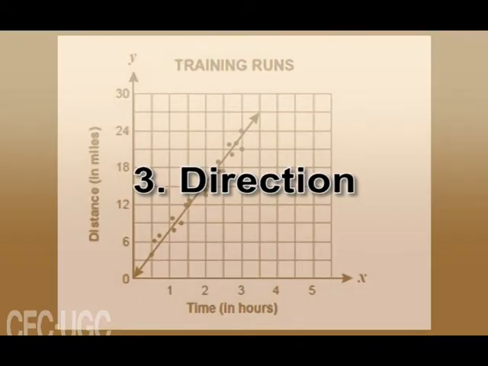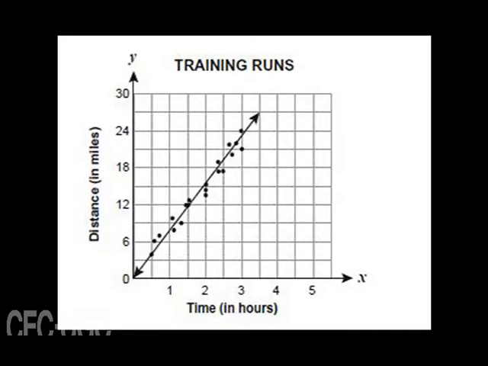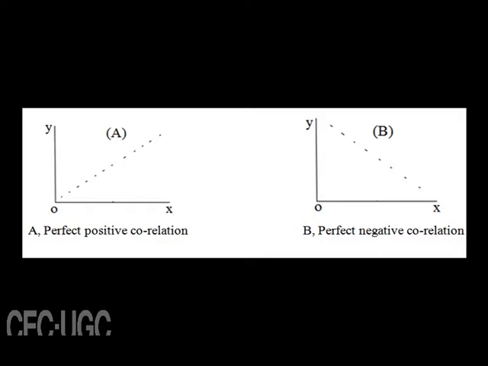The third parameter is direction. The x variable can have a positive or a negative impact on the y variable. In a negative correlation, as one factor goes up, the other goes down. In a positive correlation, both factors will move in the same direction. The graph displayed in the scene shows the positive correlation. The line moves from the lower left towards the upper right. The negative correlation moves from the upper left towards the lower right.